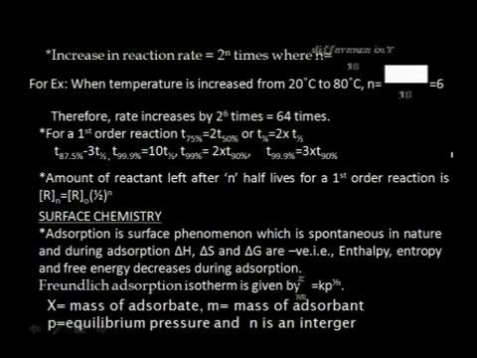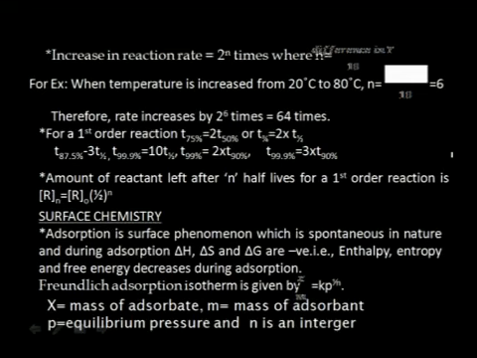And apart from all this information, you should also know the important relations for different percentage completion of reactions for a first order reaction. For a first order reaction, t75% equals 2 times t50%. That means the time required for 75% completion of a reaction is equal to twice the time required for 50% completion of the reaction, and therefore t3/4 is equal to 2 times t1/2.